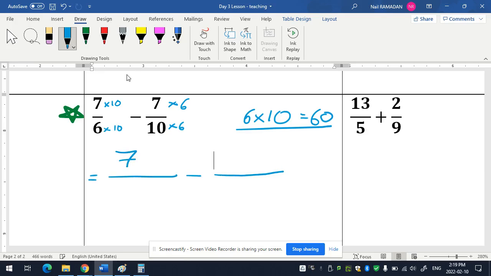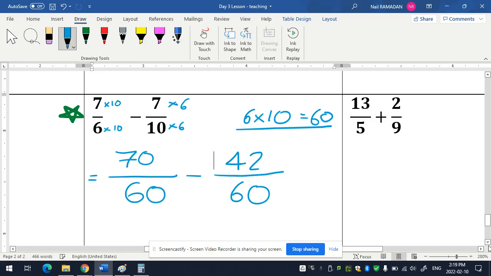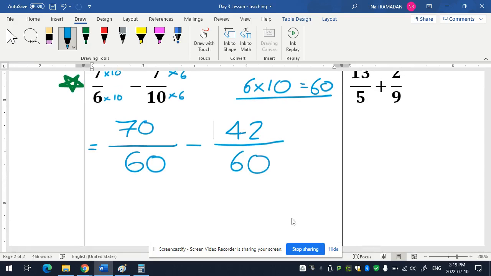70 over 60. What's 7 times 6? Anyone? I know it. 42 over 60. Okay. Hey, the number's not going to be as big as the other ones, so it's going to be good. Now, what's 70 minus 42? 70, take away 42. That's exactly 28 over 60.